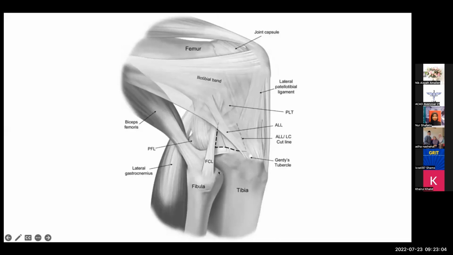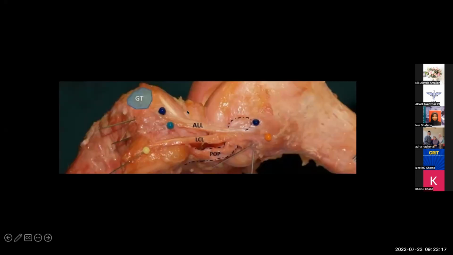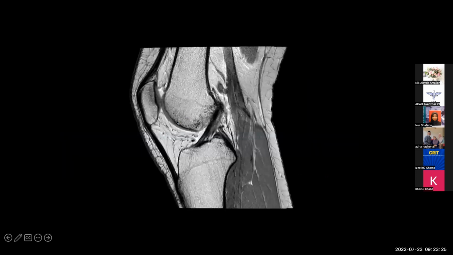This is the structure, the ALL, the anterolateral ligament, where the avulsion fracture occurs. Here is another picture showing the area of the ALL. These are all the extra-articular ligaments, the accessory ligaments.